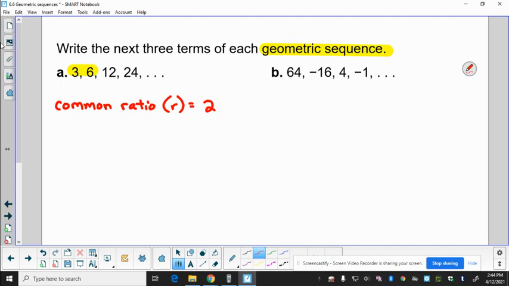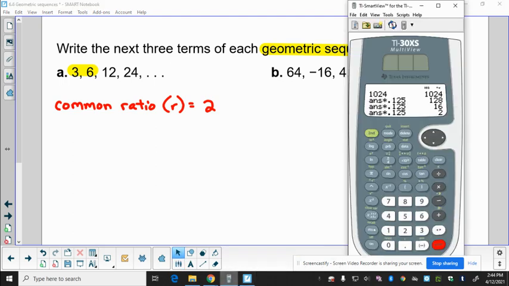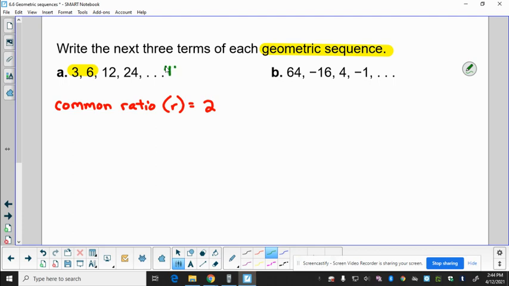So if I go to my calculator I should be able to get the next three terms. Let's go ahead and try this. All right, here we go. I'm going to put my first term in, and set the sequence by multiplying by 2. I should start to see all these numbers from the sequence. There's 6. There's 12. There's 24. I need the next three. So 48, 96, and 192.